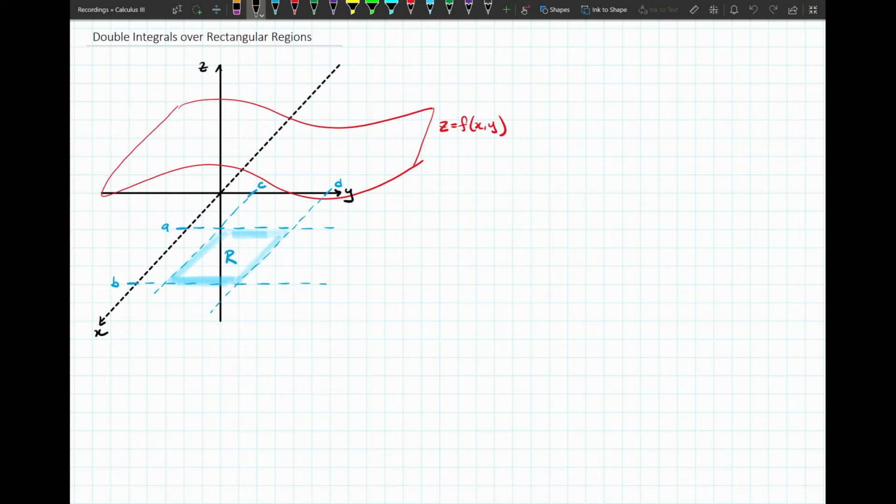And also this time around, instead of just looking for area under a curve, we're going to be looking at the region under a surface over a rectangle. That region has a volume. So this double integral that we're going to invent is a tool for finding the volume of that region.